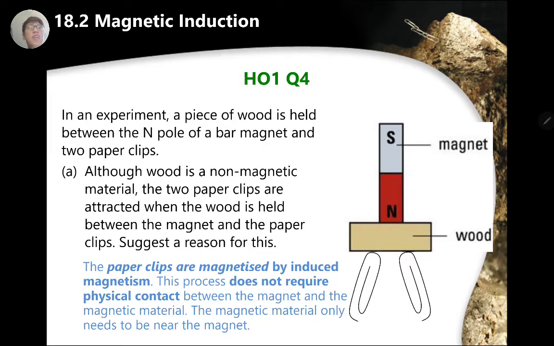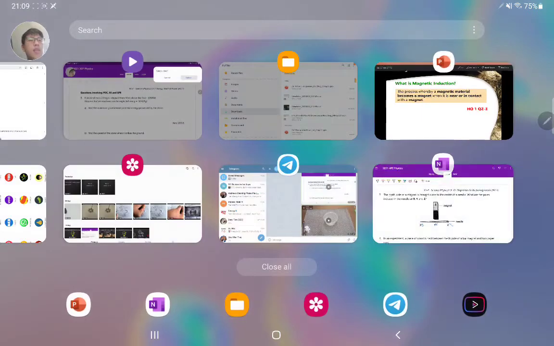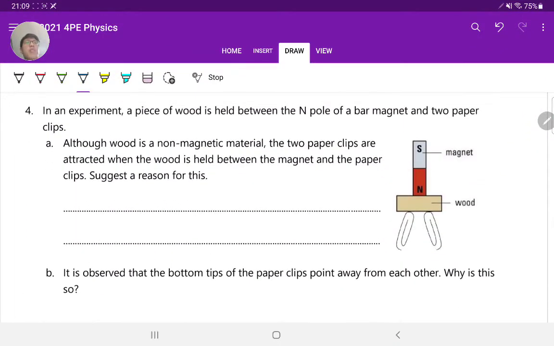So, handout 1, question 4. Let me just go back to this. In an experiment, a piece of wood is held between the north pole of a bar magnet and 2 paper clips. So you see this, north pole, wood, and 2 paper clips. Then we see that even though wood is a non-magnetic material, the 2 paper clips are attracted when the wood is held between the magnet. So the paper clips are still attracted to the magnet and they can hang in mid-air, being suspended there. Suggest a reason for this. Okay, why?